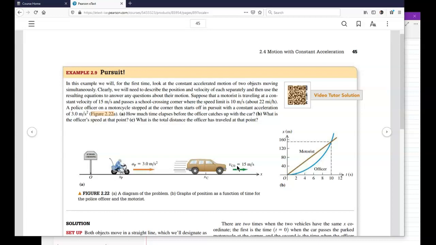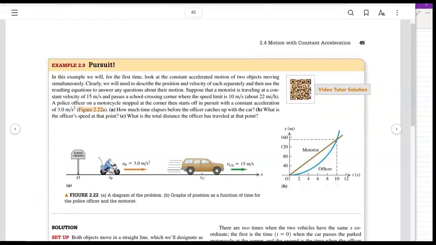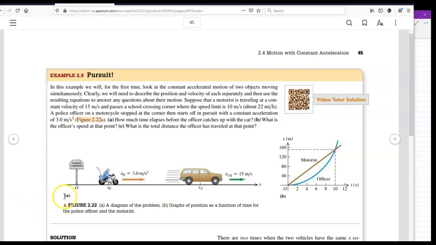So let's work it out. He said how much time elapses before the officer catches up with it. Okay. So here we have, so let's write down what's given to us.